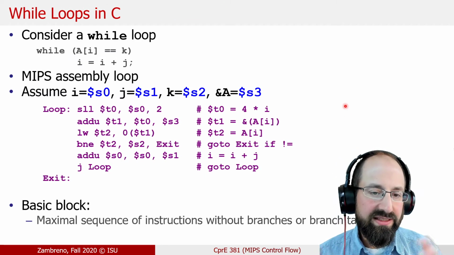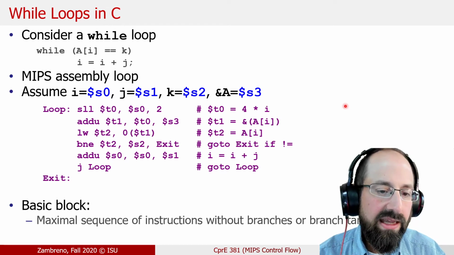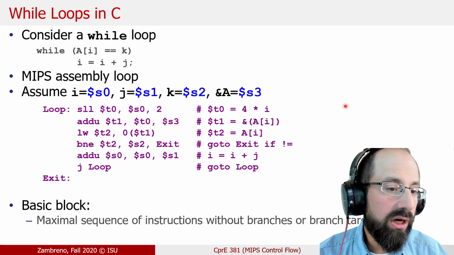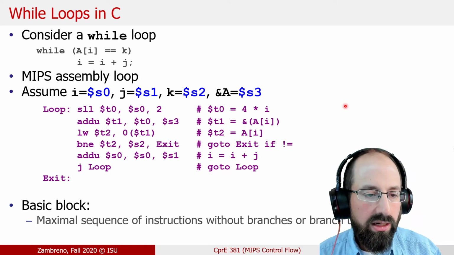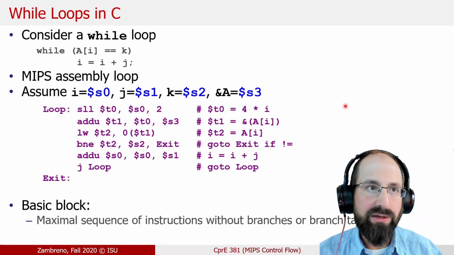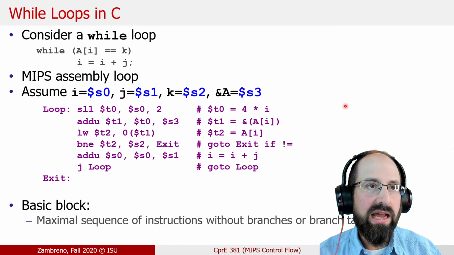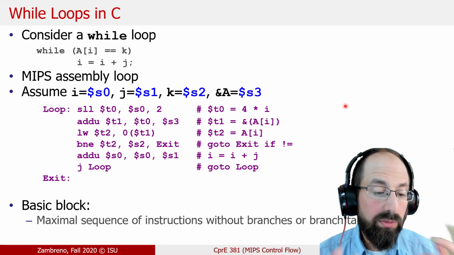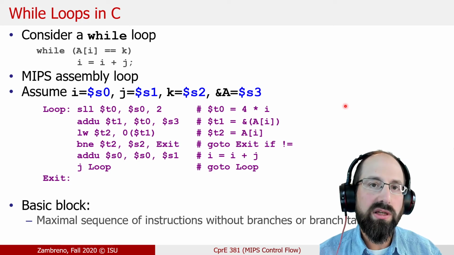So we talked about just simple if statements. We can also look at more complex control flow in C and what that would correspond to in our MIPS assembly. So consider the while loop on this slide here, where you're checking while A of I is equal to K, and if it is equal to K, we just increment I as I plus J. So it's not just a single branch, it's going to be a loop, right? And the simplest kind of loop are those while loops.